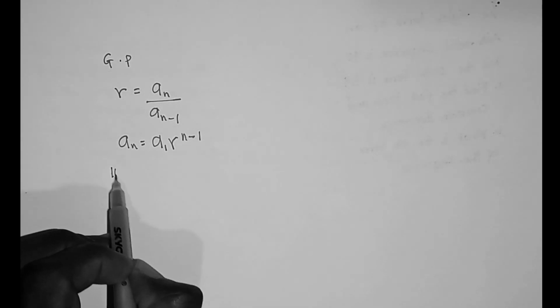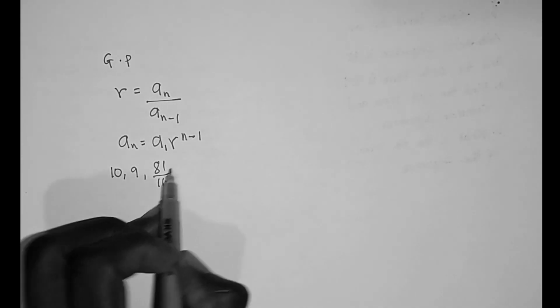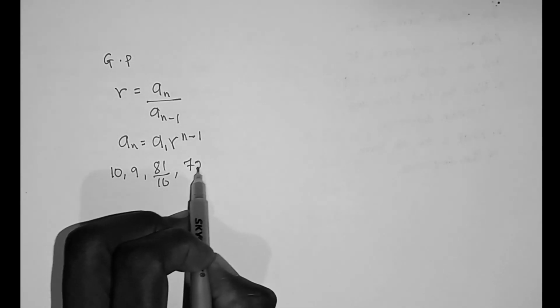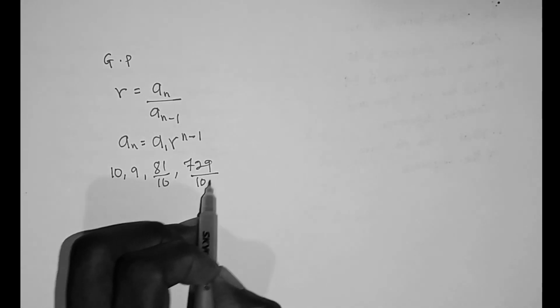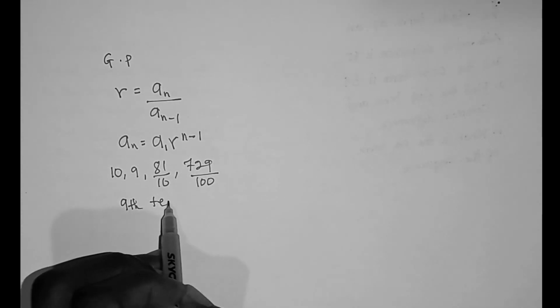So for example, if we have the sequence 10, 9, 81 over 10, and then 729 over 100, what is the nth term of this sequence? So considering this sequence, find the 9th term and then also find the nth term of the sequence. So let's find the nth term of the sequence.